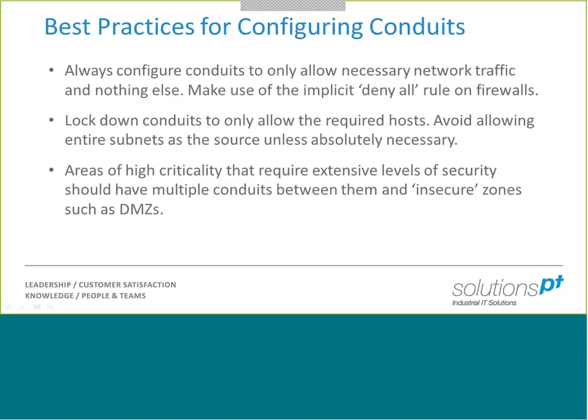So we want to be as specific as humanly possible, lock it down to the individual IP addresses that are required, the individual ports that are required, individual protocols that are required. And also, our bottom point here, areas of high criticality that require extensive levels of security should have multiple conduits between them and insecure zones such as DMZs. And we'll have a look at an example of what we mean by that.